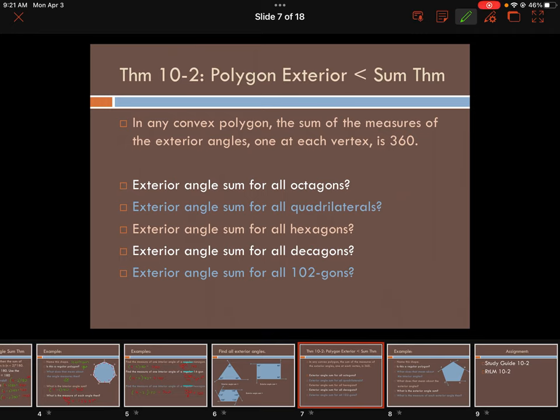What is the exterior angle sum for all octagons? 360. What's the exterior angle sum for all quadrilaterals? 360. Exterior angle sum for all hexagons? 360. Exterior angle sum for all decagons? 360. Hopefully you see a pattern. Here's a tough one. Exterior angle sum for all 102 gons. Yeah, it's 360. Okay, so that's really valuable.